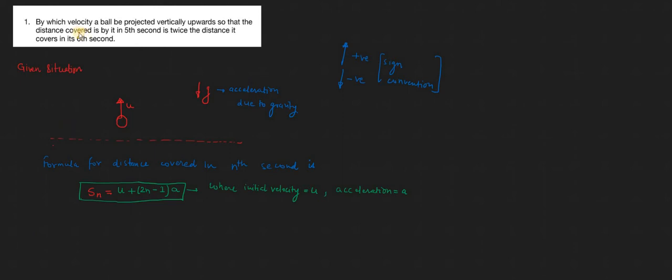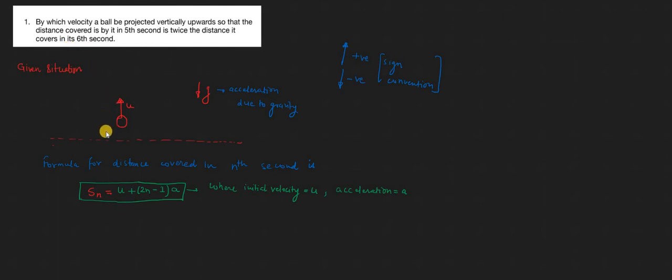Hello student, in this question we need to find the velocity of a ball which is being projected vertically upwards such that it covers a distance in the fifth second which is twice the distance covered in the sixth second.